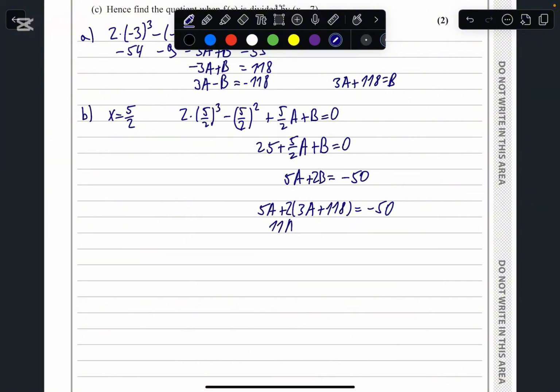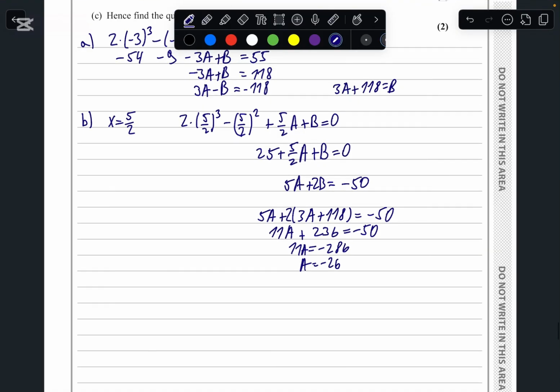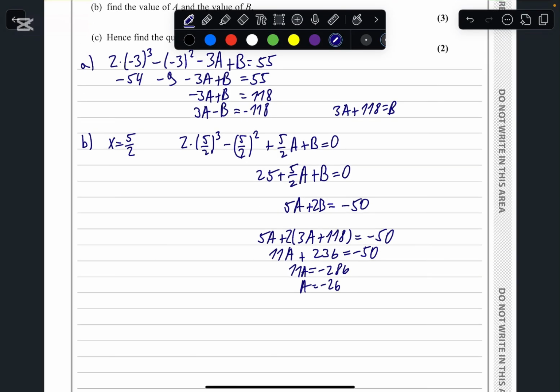So we get 11a plus 236 equals minus 50. 11a equals minus 286. And a equals minus 26. And when we substitute a into the first equation, we can find b, which is 3 times minus 26 plus 118, giving us b equals 40.